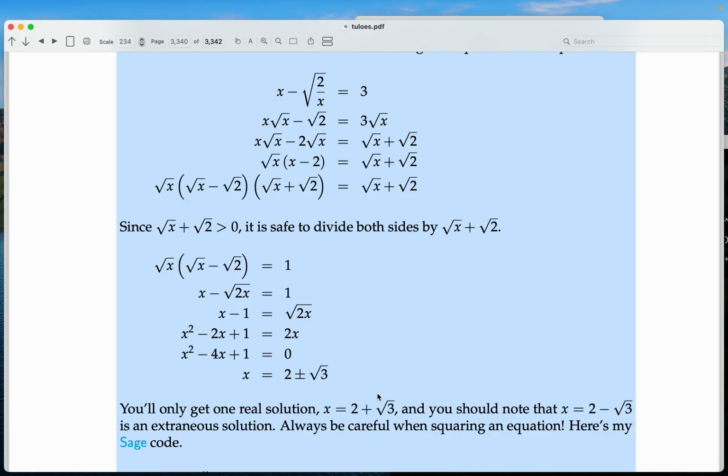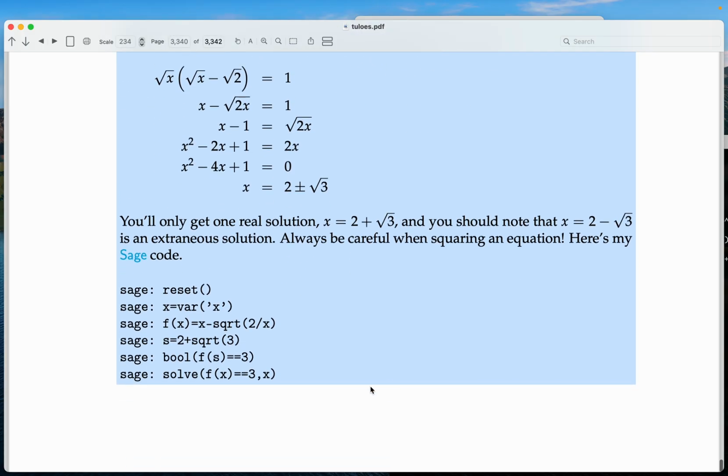One extraneous, one to be a true solution to the problem. We did check it with Sage, though.